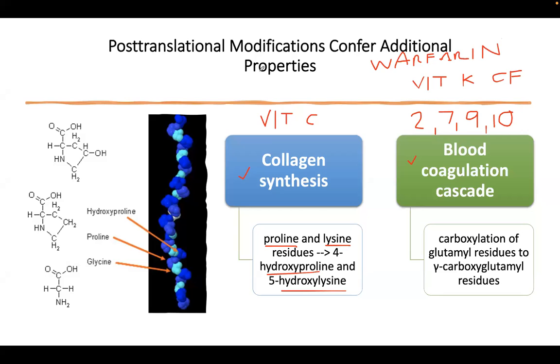Okay, now question: what does warfarin inhibit? Is it the extrinsic pathway or is it the intrinsic pathway? It inhibits the extrinsic pathway. So remember this mnemonic: WEPT.